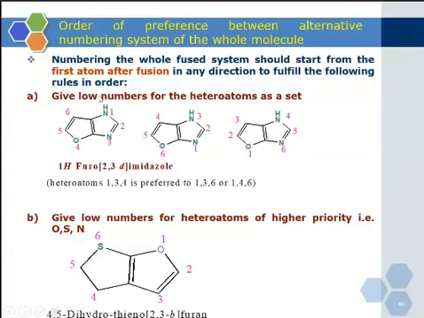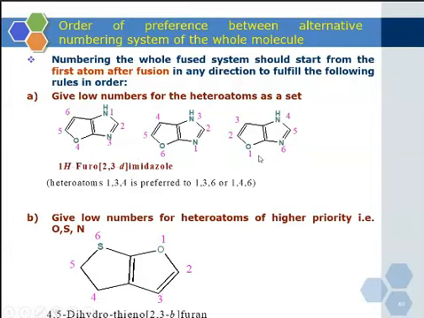However, the numbering should be done in such a way that the heteroatoms get as low a number as possible, and whichever method gives the lowermost positions to all the heteroatoms is considered the correct method of numbering. See here, we can see various methods of numbering. Here we are starting the numbering from the right hand top corner. Here we are starting the numbering from the right hand bottom corner.